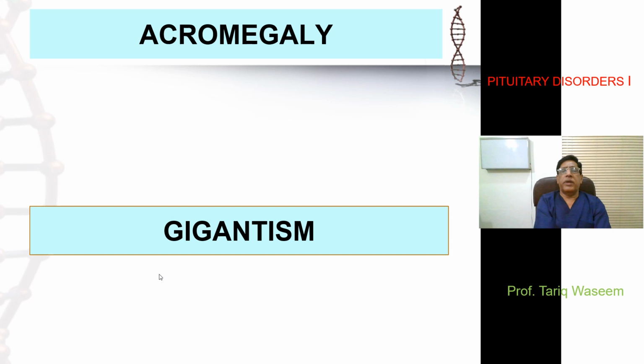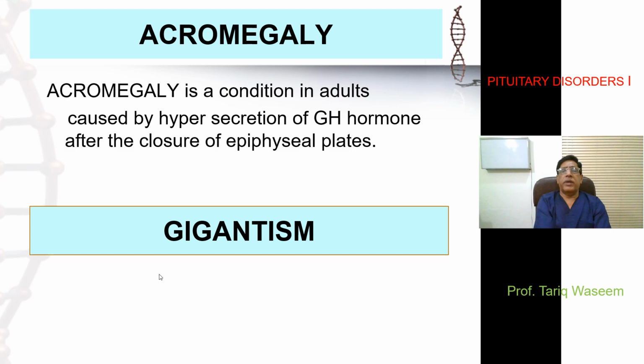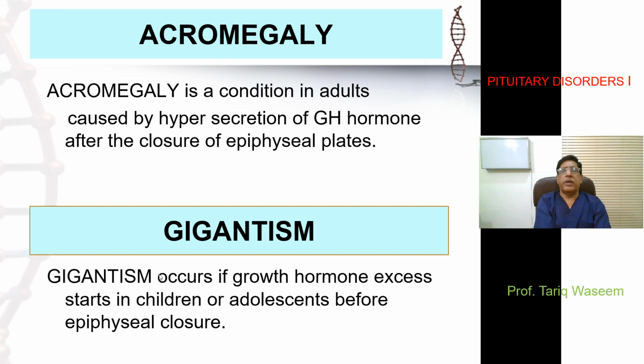So we talked about two terms. One was acromegaly and the other was gigantism. Now, acromegaly is a condition in adults caused by hypersecretion of growth hormone after the closure of the epiphyseal plates, and this would lead on to broadening of the bones and tissues and hypertrophy. On the other hand, gigantism occurs if the growth hormone excess starts in children or adolescents before their physical closure, and this would lead on to a very tall and lanky individual, with an increase in height.